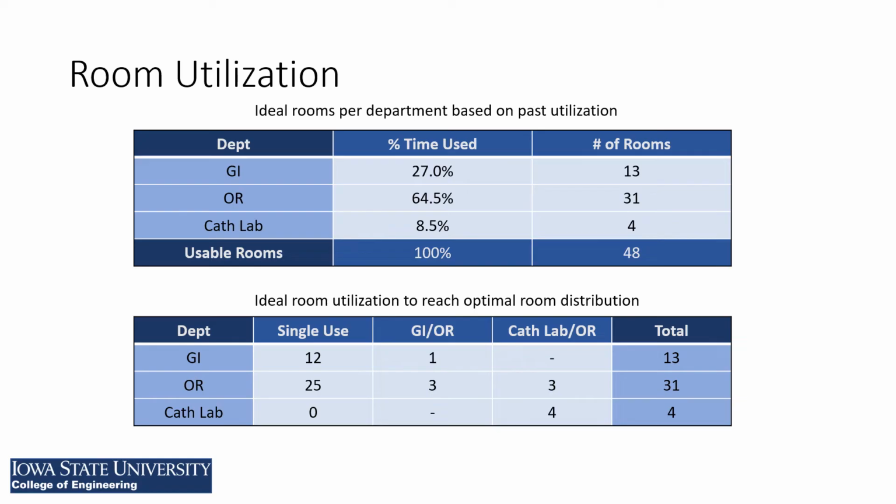One thing we looked at was room utilization. So we took the total time that patients spent in each of the departments to see how much the rooms in ACS were used by those departments to figure out how many rooms should ACS use to host those departments. And then based on their current layout in the bottom table, you can see how they can accurately reach that optimal distribution based on their current layout.